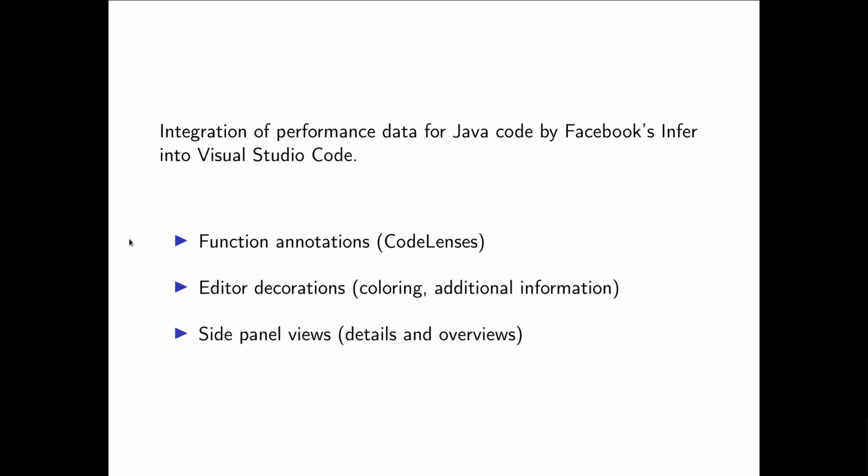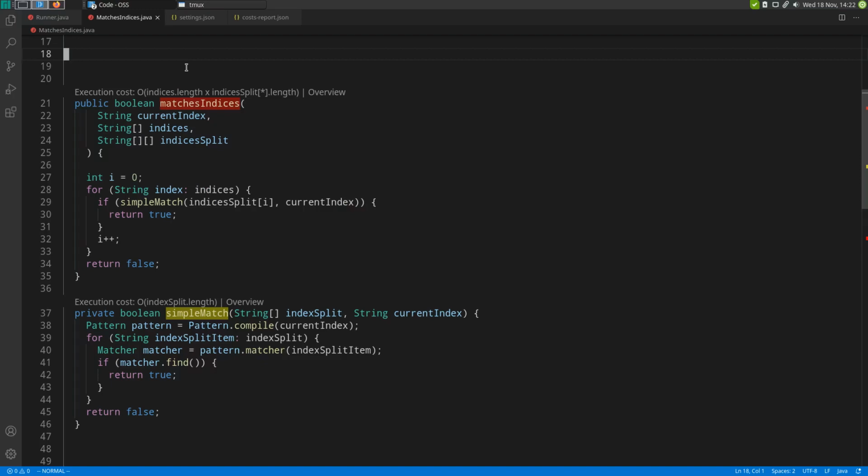Additionally, side panel views can be opened by clicking on the code lenses, providing overviews and more details of the performance data. This is what the extension looks like in action. We have two different code lenses above each function. One that gives us the cost of the function in big O notation as provided by Infer, and another one that opens an overview of the costs of all the functions in this file.